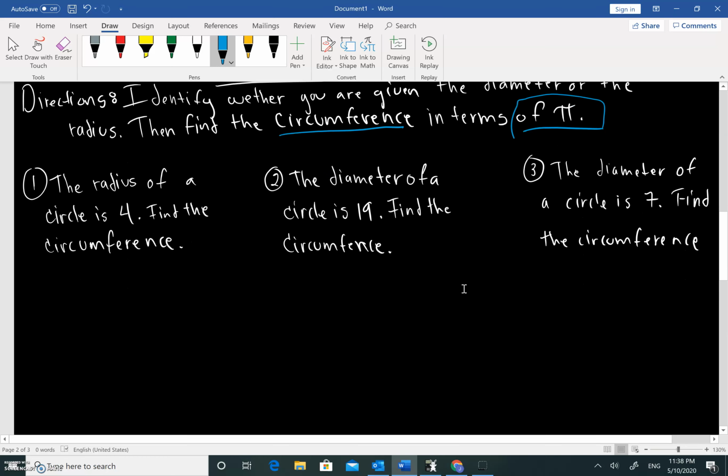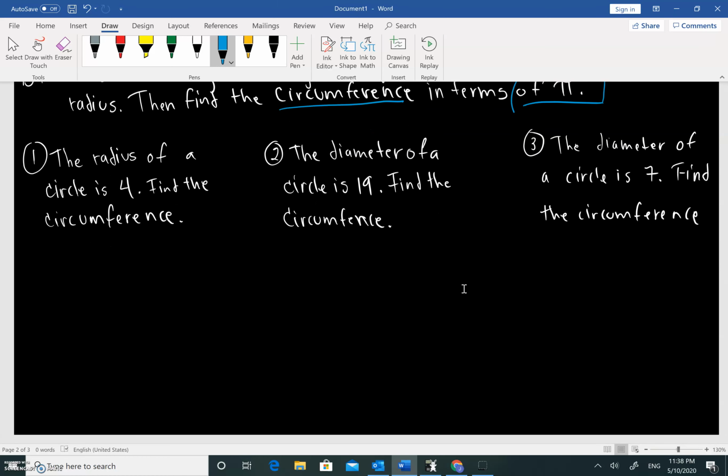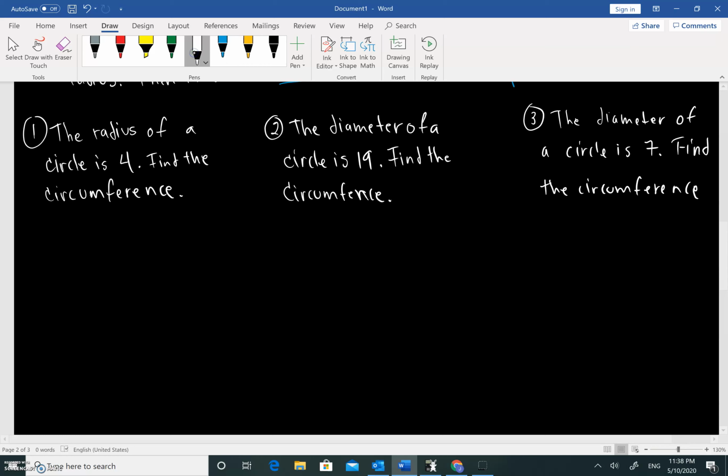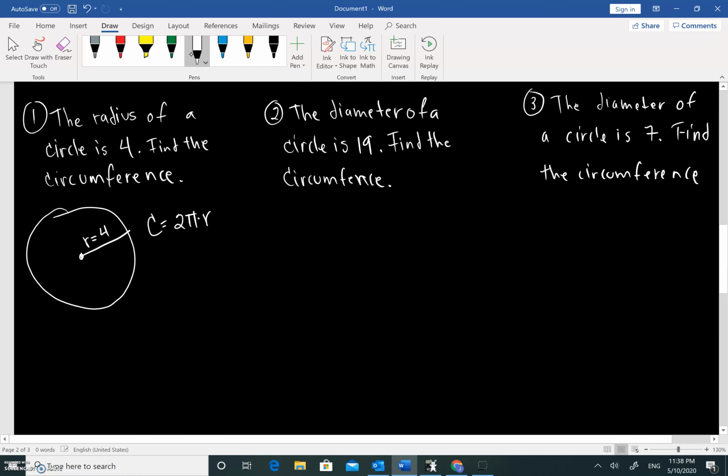Well, question number 1. The radius of a circle is 4. Find the circumference. So if I go ahead and draw a circle, what it's saying is that from the center to a point on the circle, that's my r, and that's going to be equal to 4. If you remember, the circumference of a circle is equal to 2 pi times r. So this means that because my r is equal to 4, then what you have is 2 pi times 4.